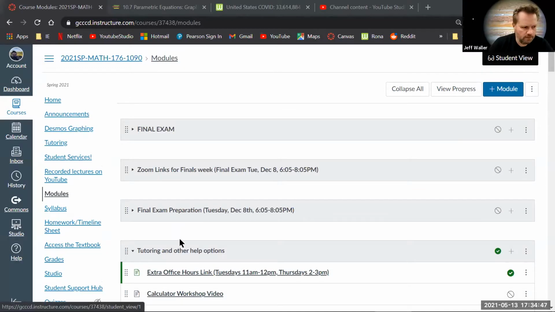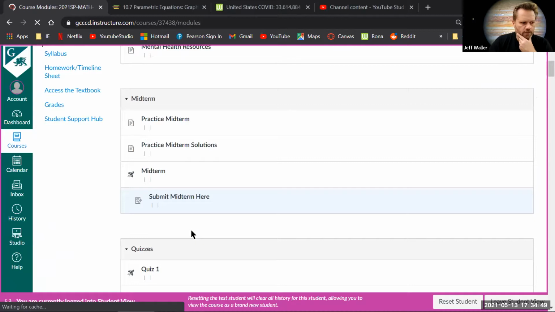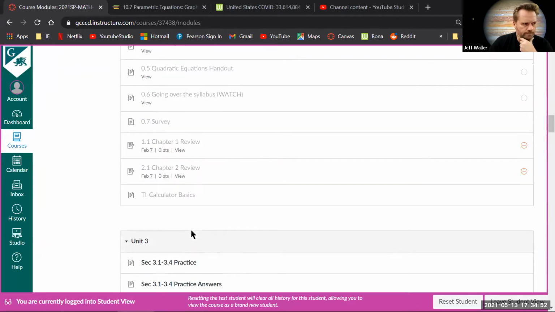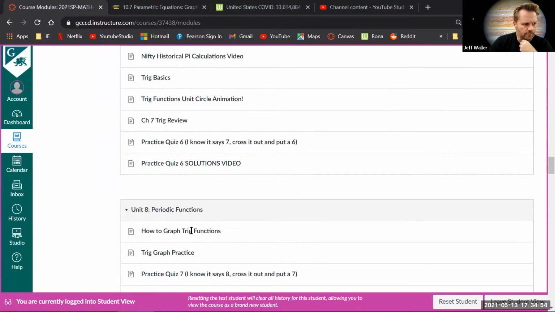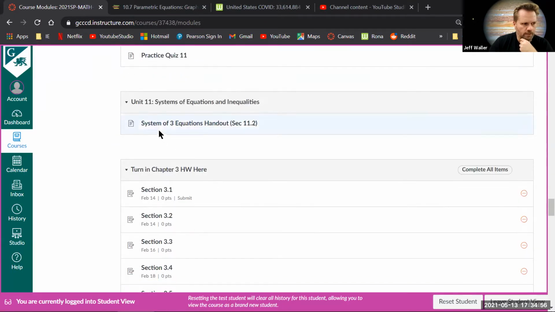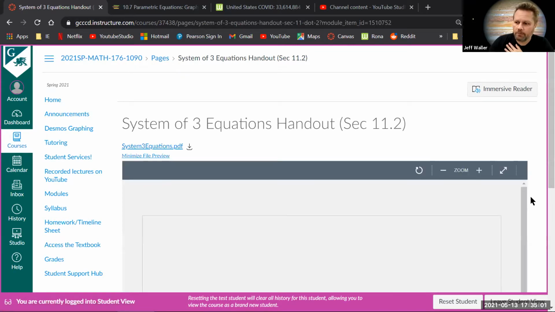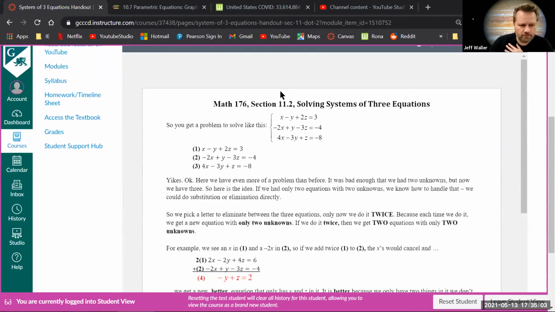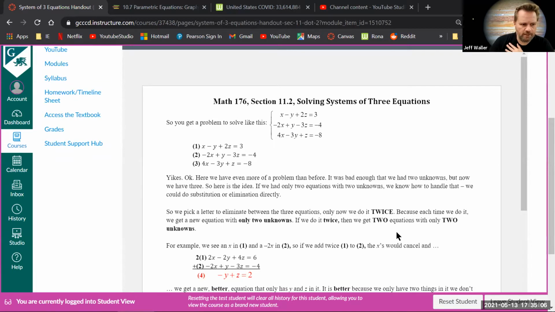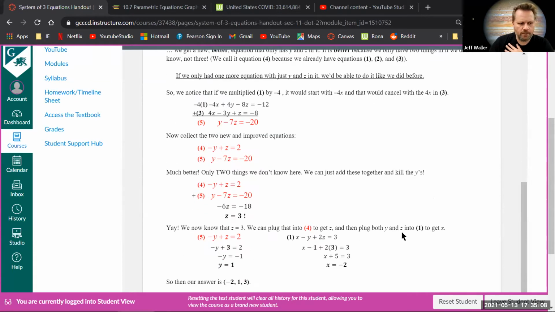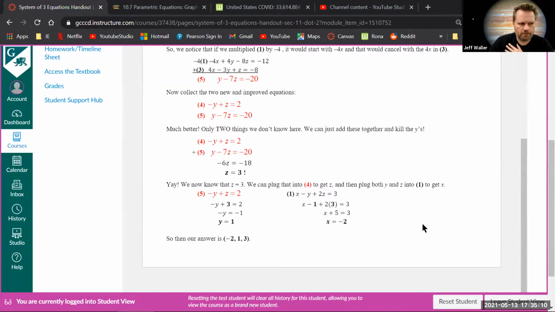Let's see, where am I at here? Here we go. I want to show you, there's something I unlocked that I actually forgot I had up here, to be honest, but this is kind of useful. If you go to Canvas and go to Unit 11, here we go. Okay. Unit 11, you'll see System of Three Equations handout. So if you need any help with that, I'm hoping it's relatively straightforward, but I've got a fully worked out and explained problem here with all the steps you want to go through.